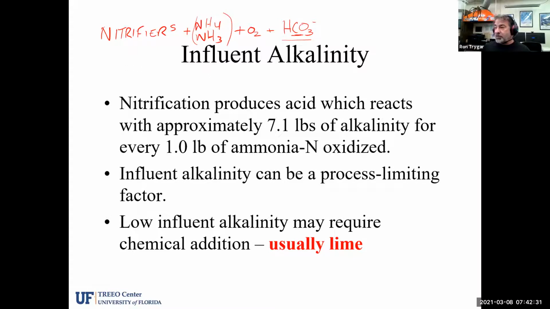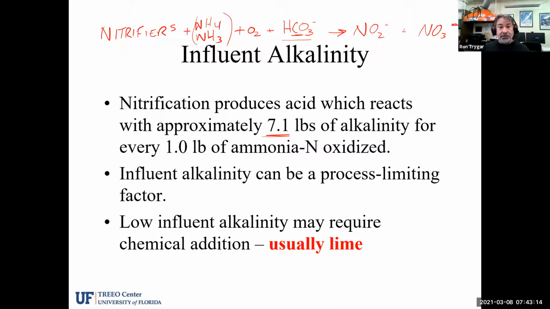So nitrifiers plus ammonium plus oxygen plus bicarbonate will help us produce, in this case, remember the final products that we're talking about today are nitrite and then finally nitrate. So we're going to be forming these, this is a negative, along with other acids and more bacteria and even molecules of water, by the way. So the ratio, or the amount of alkalinity that's used up in this process, is shown here. It's approximately 7.1 pounds of alkalinity used up for every 1 pound of ammonium that's being oxidized.